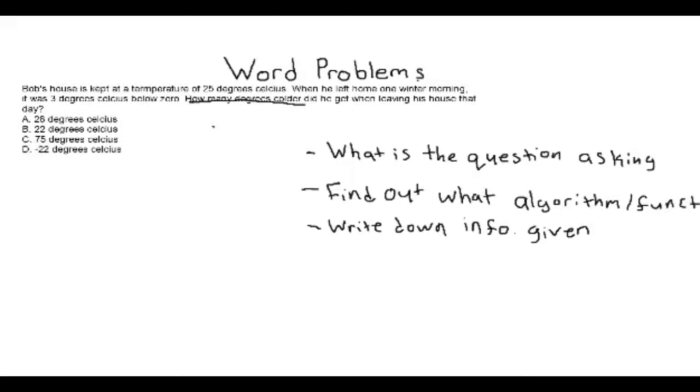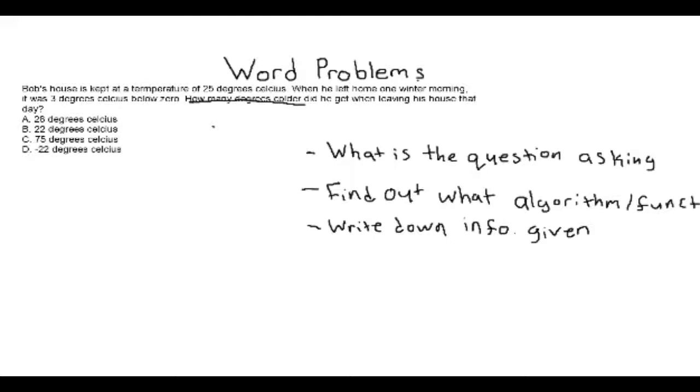But how is that going to do us any good if we don't know what we're doing with those numbers? So that's why first you figure out what algorithm or function you're going to use, and then you can start writing down what each of those variables, what that information means. So that way you can know how you're going to use those numbers.